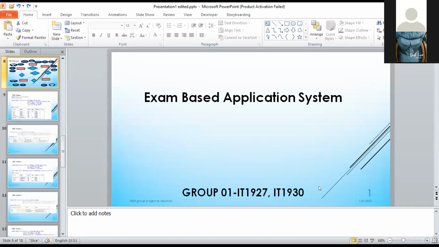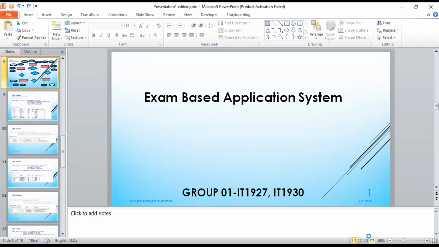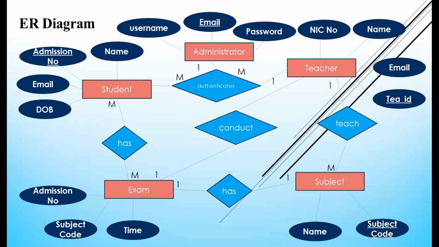Hello, sir. Yes, I can hear you. So according to the ER diagram, in this ER diagram we are constructing five tables, and the student table has a primary key and name, email, and date of birth.